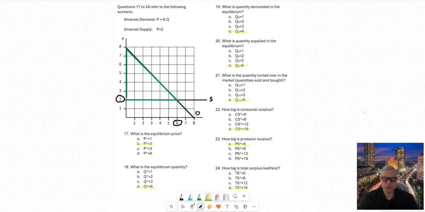Okay, so those were different scenarios of market equilibria, and beginning with the next problem set, we start analyzing market distortions.